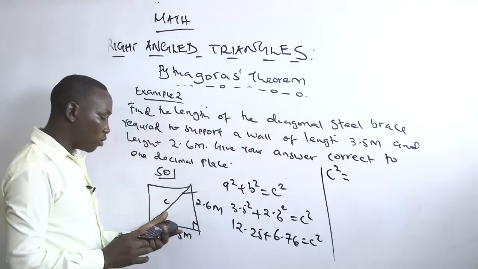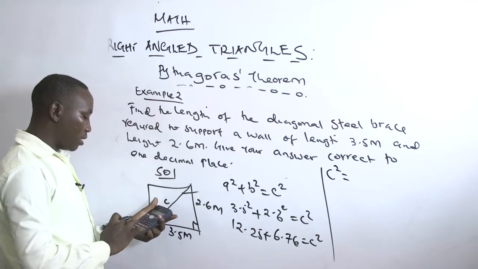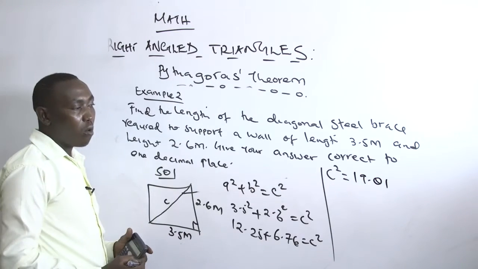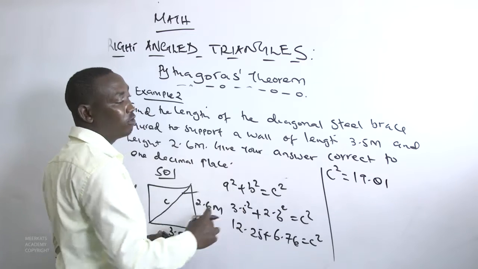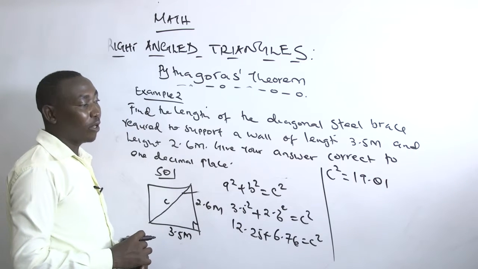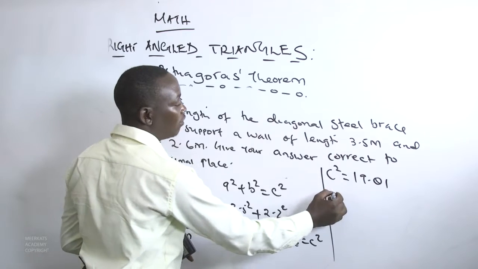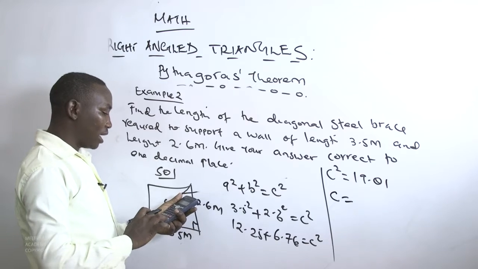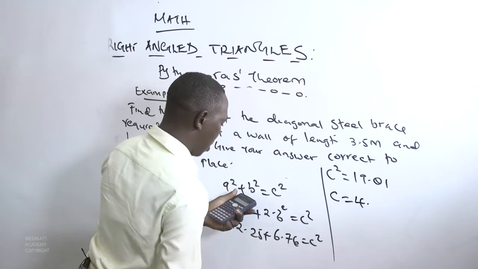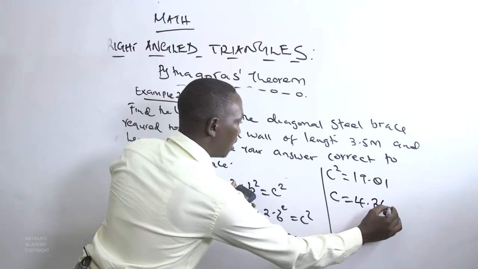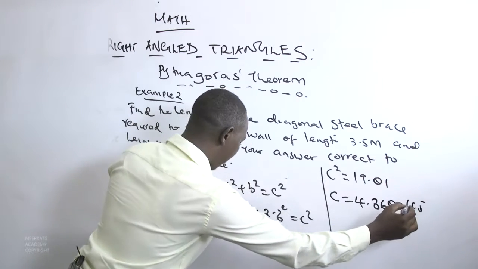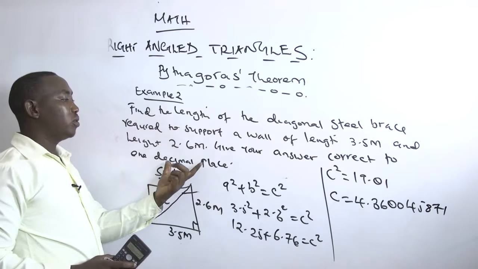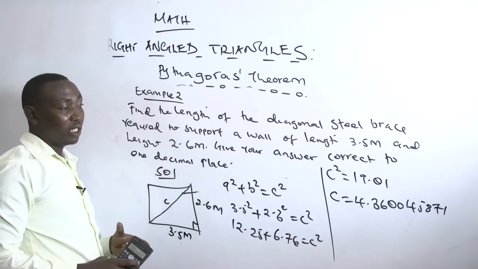So this means that c squared is equal to, when you sum that, you'll get 19.01. For us to be able to get the value of c, we need to get the square root of both sides. And when you get the square root of the left-hand side, you'll get c. When you get the square root of the right-hand side, it's 4.360045871. But we have been asked to give our answer correct to one decimal place.